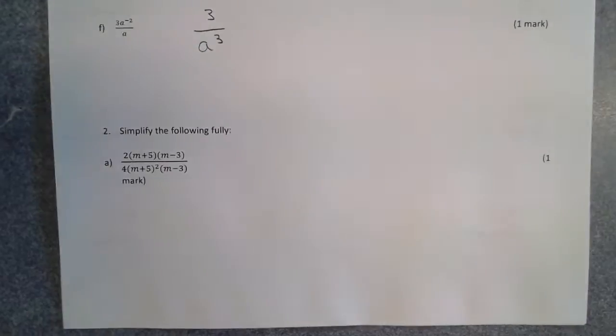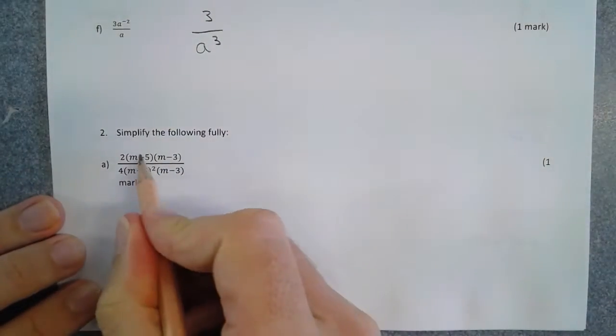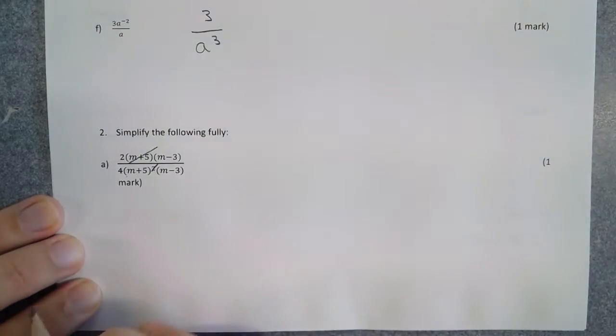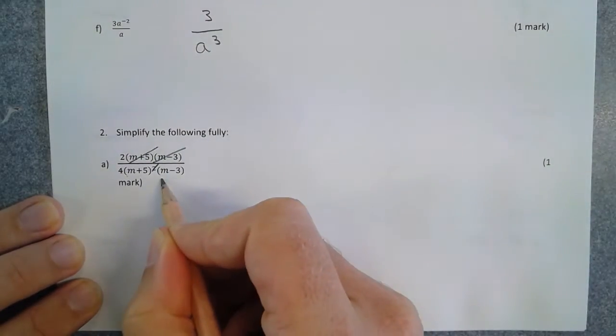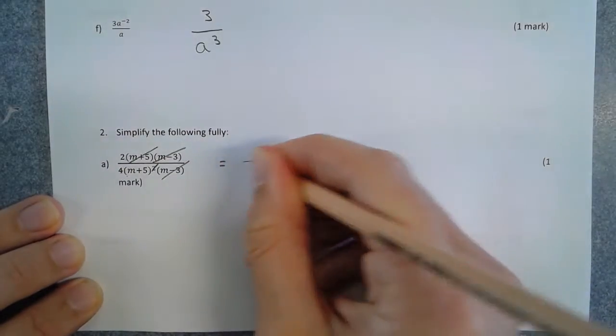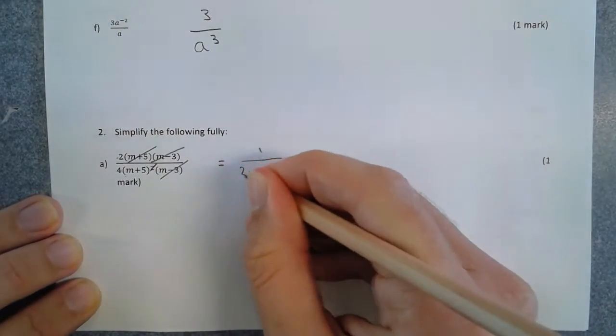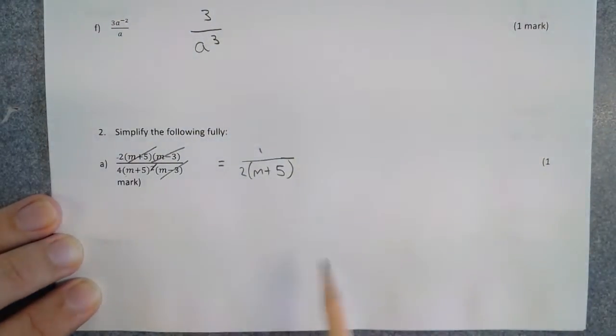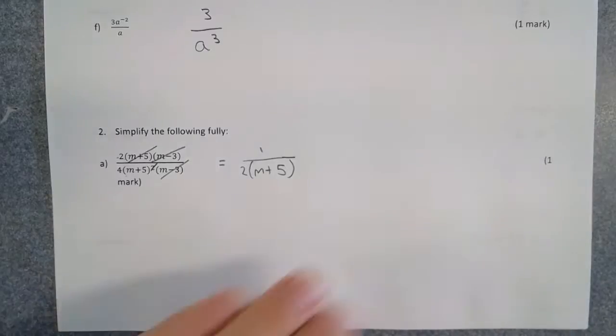Question 2, simplify. So here we can see that, if you're multiplying by n plus 5, dividing by n plus 5, one of those brackets disappears. One lot of n minus 3 over one lot of n minus 3 disappears, so we end up with 1, because 2 over 4 simplifies to a half, of m plus 5. And we usually don't expand if we want to simplify it, so that's the answer that we want.